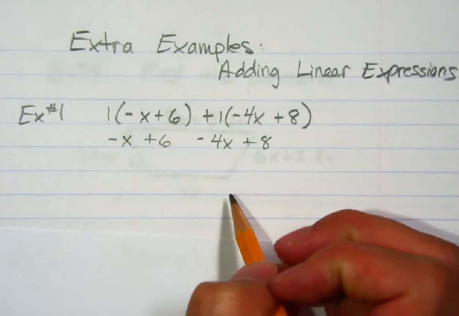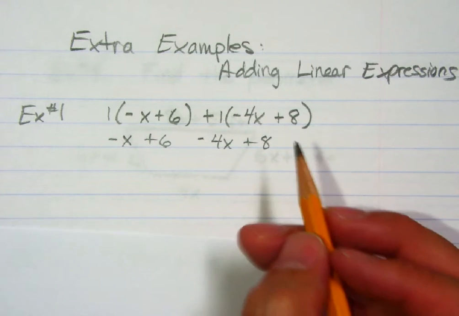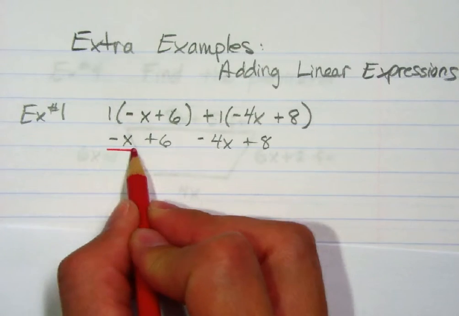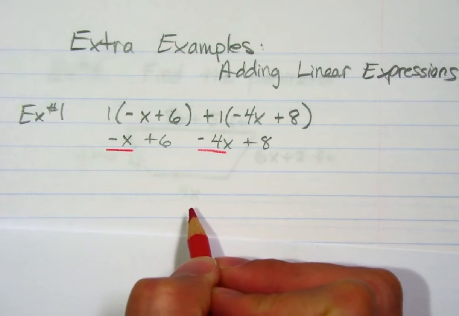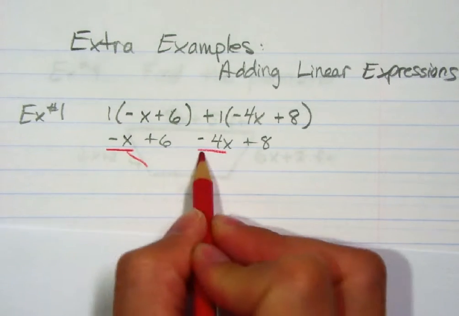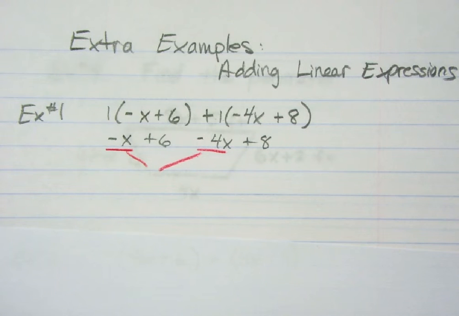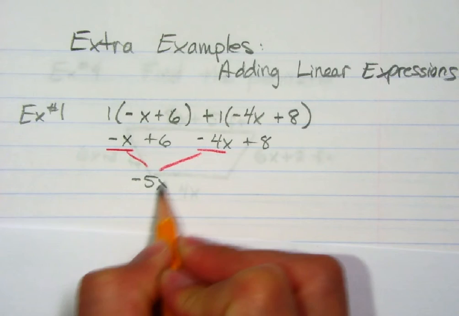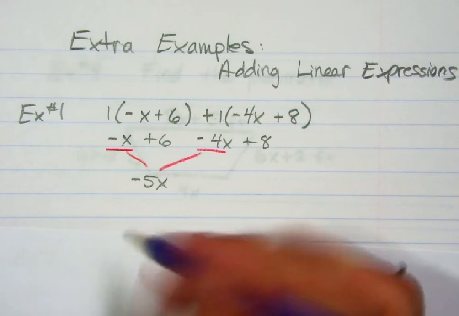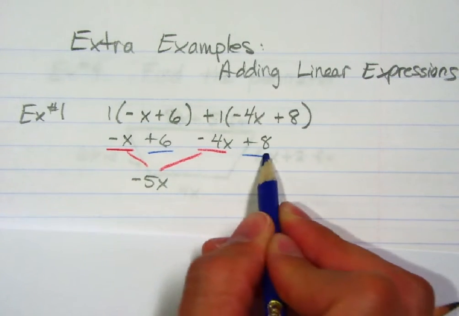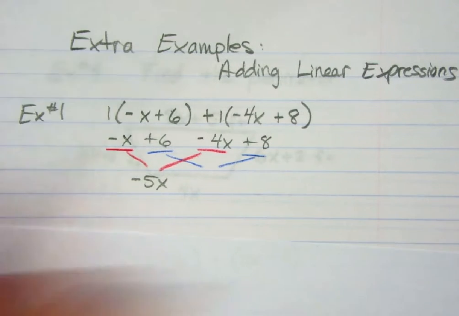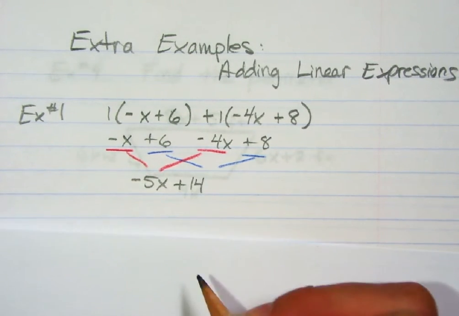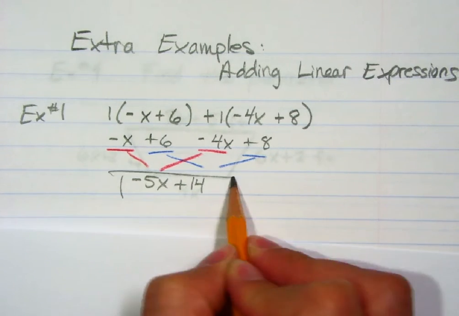Now, I could do this a couple of different ways, and I'll just show you the first way. The first way is if I say, hey, these two here are like terms, and I can combine those like terms together, right? I find out that negative 1x and negative 4x is negative 5x. Then I would realize that 6 and 8, those are both like terms, right? I'm just showing you a different way here. I can add that and get 14. And so that would be my final answer.